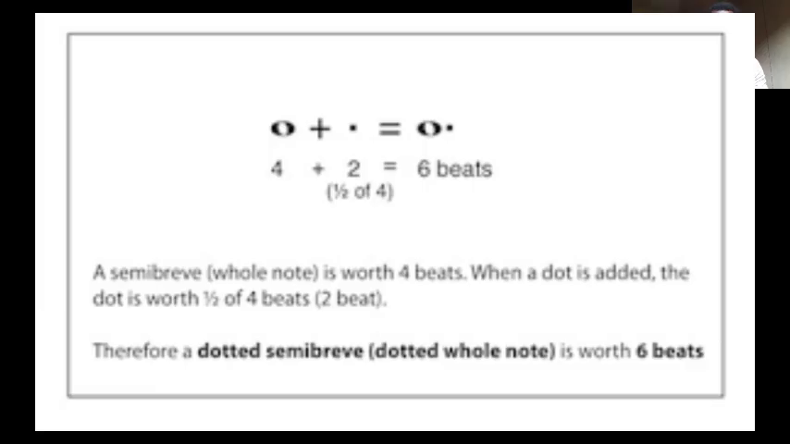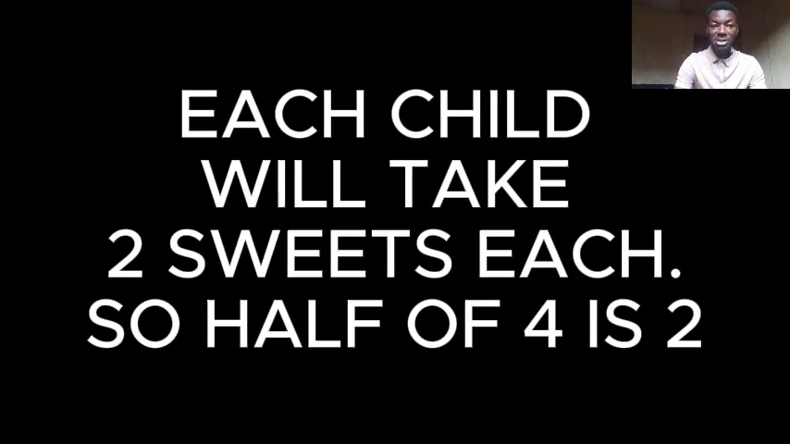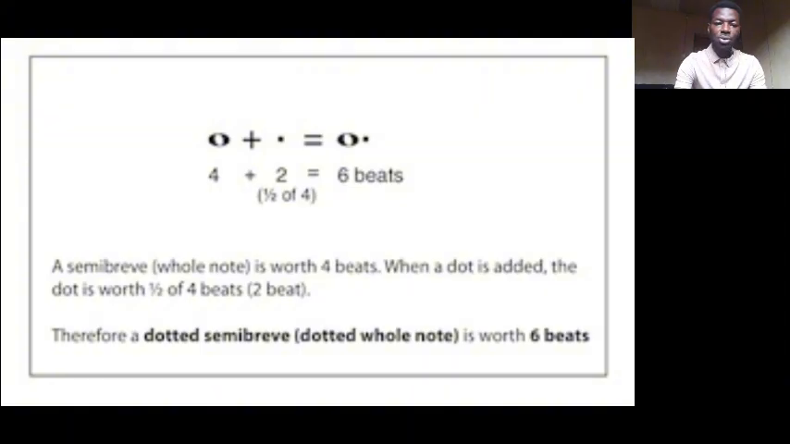If I break 4 into 2 places, let's say I have 2 people that want to share 4 sweets, right? So we have 4 sweets and we want to share them between 2 people. And we want to do it equally, no cheating. So one person will take 2, the other person will also take 2. So that means that half of 4 is 2. Are we good? Good. Now the dot is representing 2 beats. So when we add the 4, which is the original beat of the semibreve, plus 2, that gives us 6 beats. Are we there? Okay, good.